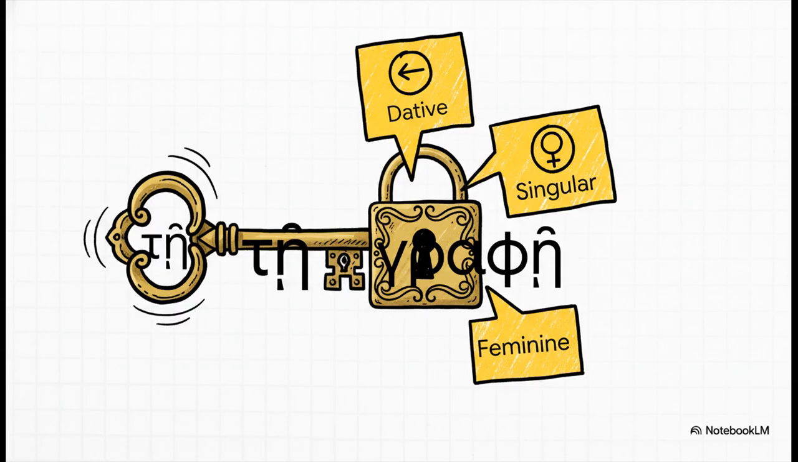And get this. This isn't some one-off trick. It works every single time for every combination. So you see that other article form there? You immediately know, without a doubt, that you're looking at a dative, singular, feminine noun. It's an unbelievably reliable pattern.